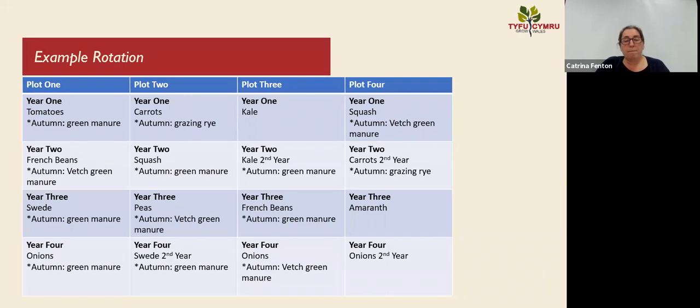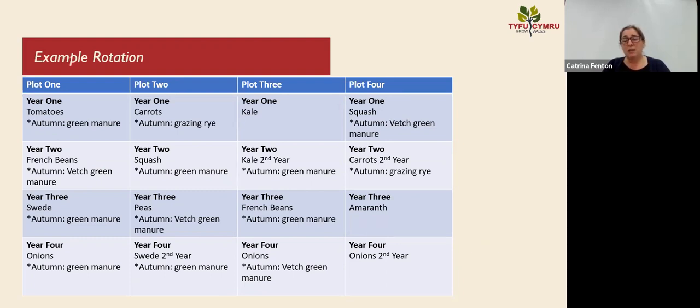With onions and brassicas, the reason why we have a 4-year crop rotation is that these crops require a 4-year rotation to manage pest and disease issues. So those are the 2 key crops that you're working around when you're doing your crop rotation planning.